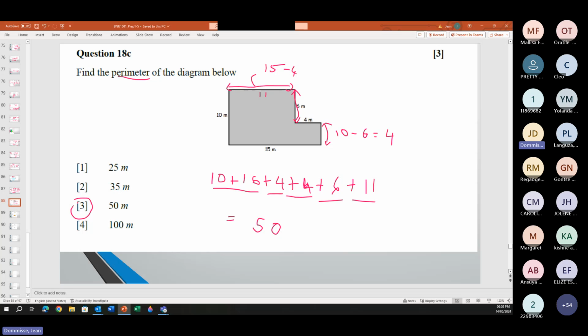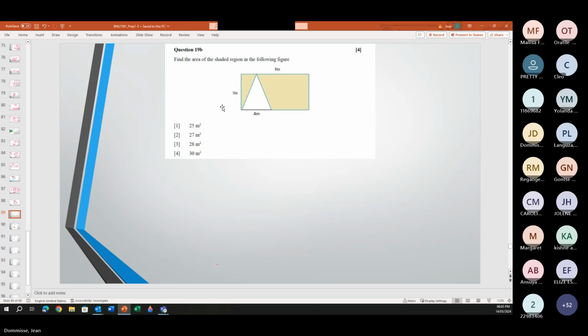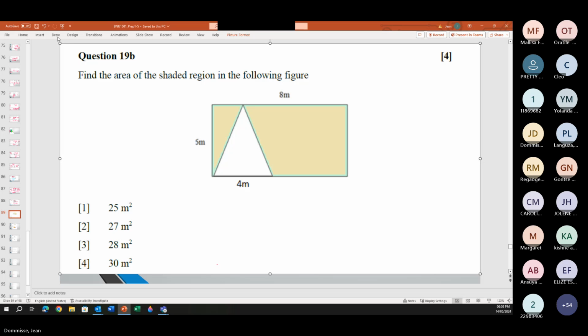Okay, so once again, remember perimeter: always add all the sides that are required, that are part of the shaded area. Okay, so now we're going into areas. So let's just duplicate that again. We can make it a bit bigger. Okay, so in here now they ask, find the area of the shaded region in the figure.